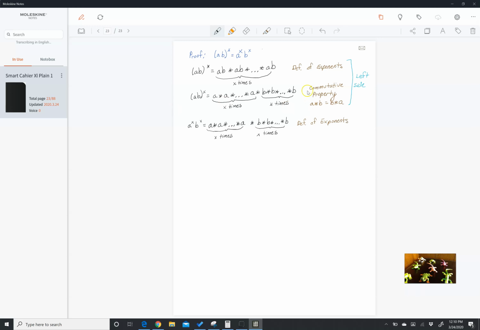So now the left side is the same as the right side. We showed that they're exactly the same. So this part here is the right side. So now we can go back to our therefore statement. Therefore, a b to the x is equal to a to the x times b to the x.